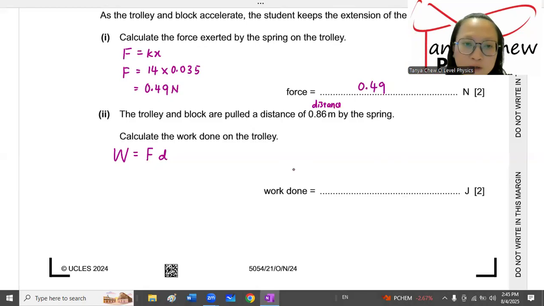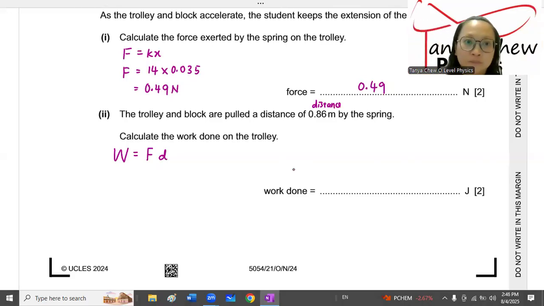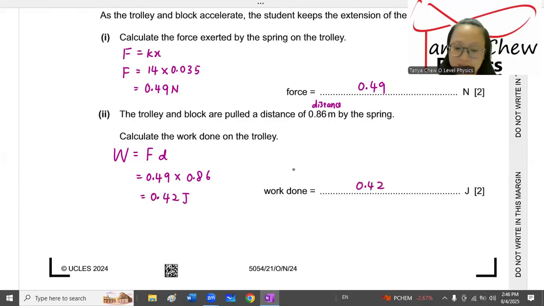If you look at the question, the trolley and block are being pulled by the spring. So the spring is pulling the trolley and the block in one direction, so they must move in the direction of the pulling force. Now, the force by the spring is 0.49. The distance moved is 0.86. So the answer is 0.42 joules. The unit of work is joules. Just substitute in, two significant figures. That will do.